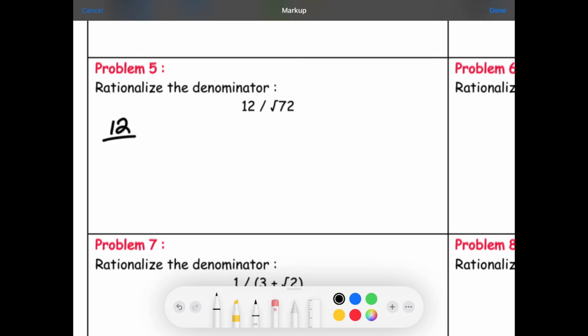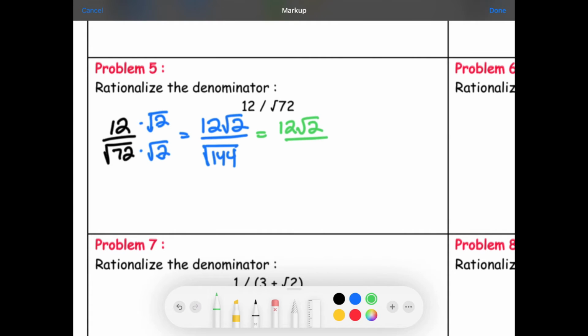12 over root 72. Now you could break up 72 into 36 times 2 and simplify that square root, or we could just turn it into a perfect square. So like 72 goes into 144, so you could multiply it by 2, but if you do that in the denominator, you have to do that in the numerator as well. So we have 12 root 2 over the square root of 144. 12 root 2 over 12. Then divide the 12s. You just got your root 2.